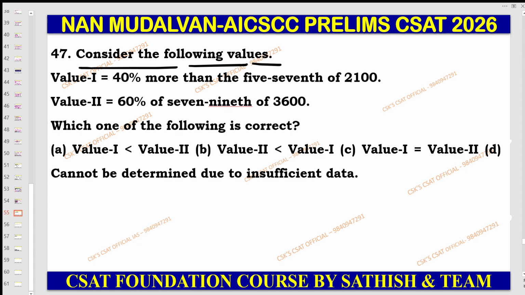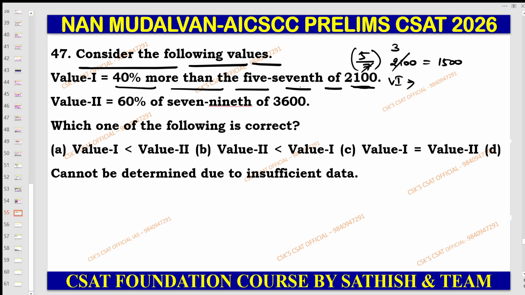Next, consider the following values. Value 1: 40% more than 5 by 7th of 2100. What is 5 by 7th of 2100? We cancel 3 here: 1500. Value 1 is 40% more, 40% means 600, so this is nothing but 2100.